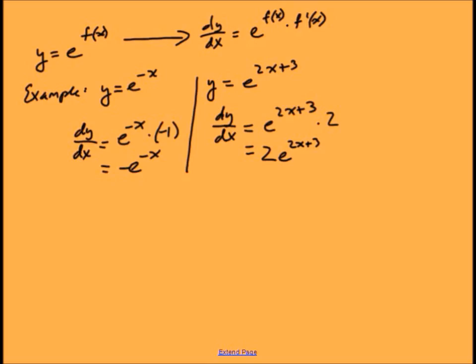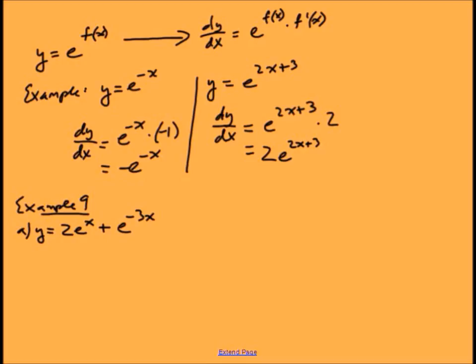Looking at some more examples. In your textbook, we have example 9. And part A gives us y equals 2e to the power of x plus e to the power of negative 3x. Okay, well, we have the addition law here.